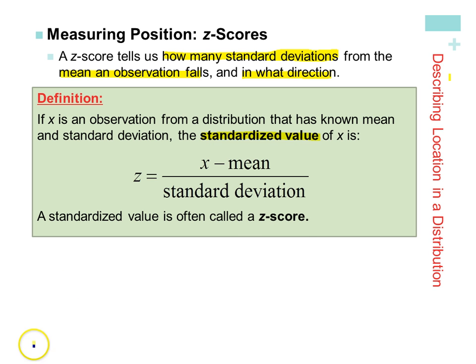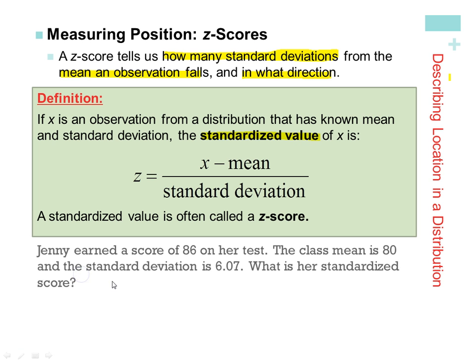Okay, and then in last night's notes, we talked about Jenny again, going back to her 86% on her stats test. The point here is, should you be happy with an 86? 86 in our world is a B. Should you be happy about that or not? Well, it's all relative to the mean, as it came out in our discussion, right? So the class mean was an 80. The standard deviation was 6.07. And the standard deviation is important too, right?